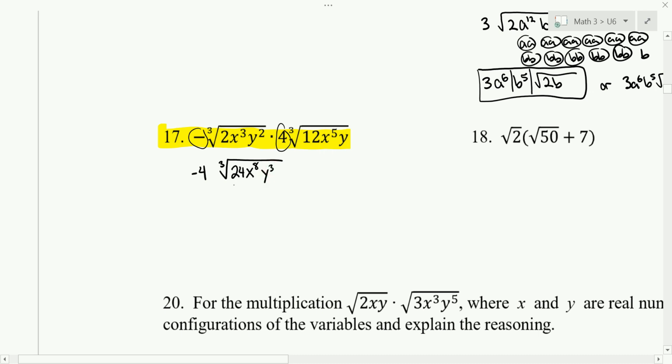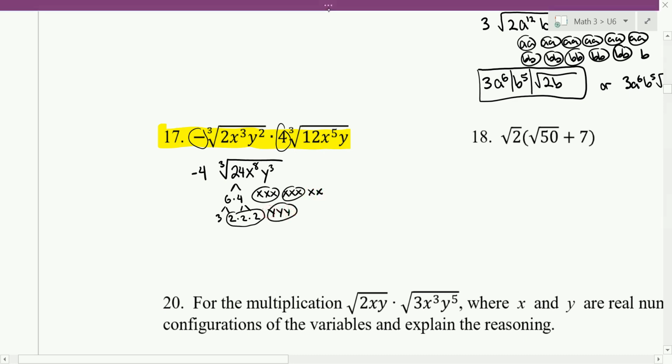Break down the 24. I'm going to make it 6 times 4. And 6 is 3 times 2, 4 is 2 times 2, and we're looking for sets of 3 numbers. So we got 3 2's here with the remaining 3. 8 x's. And 3 y's.